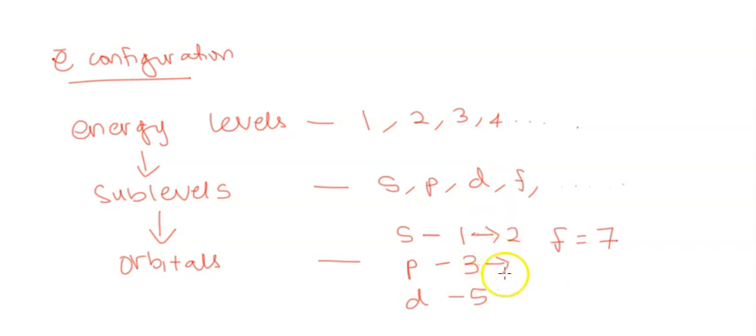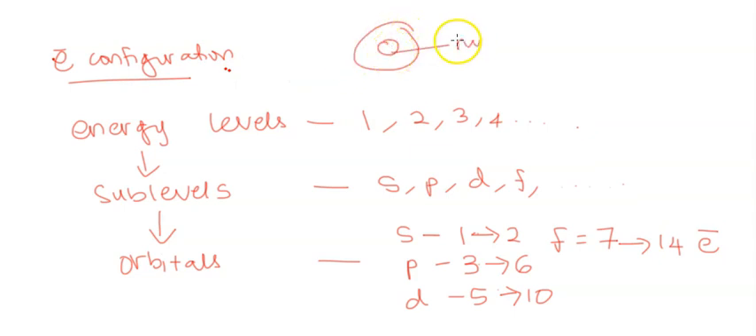For this one, up to 6 electrons. For this, up to 10 electrons. And for this one, up to 14 electrons. Electron configuration is actually a summary of where the electrons are found around a nucleus. This is your nucleus, and this is where your electron circulates. It can be found, the probability of finding an electron around a nucleus.